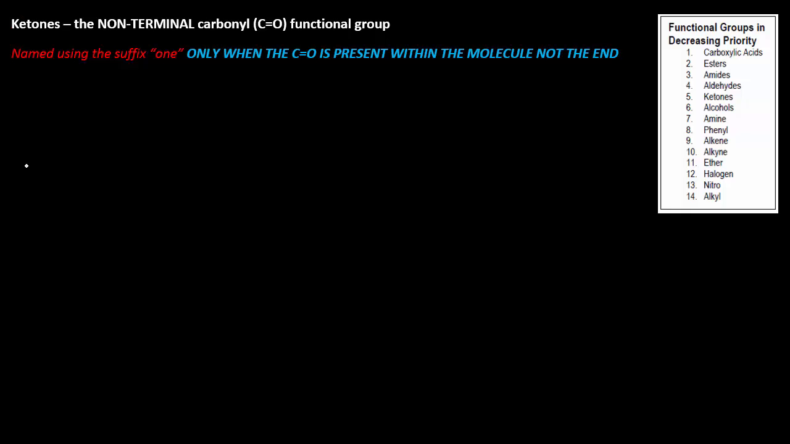Time to look at ketones. This is the non-terminal carbonyl group. So when you see that C double bond O, but it's not at the end of the line, it's what's known as a ketone. It looks very similar to an aldehyde. So to highlight this, I'm actually going to compare two very similar aldehydes and ketones.